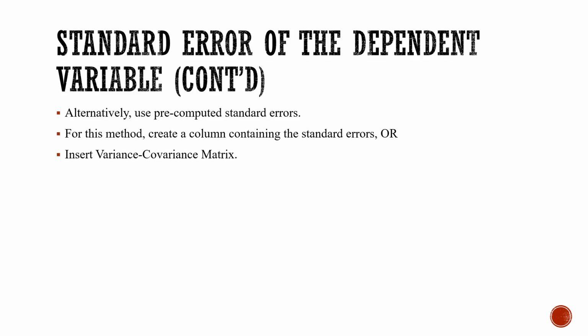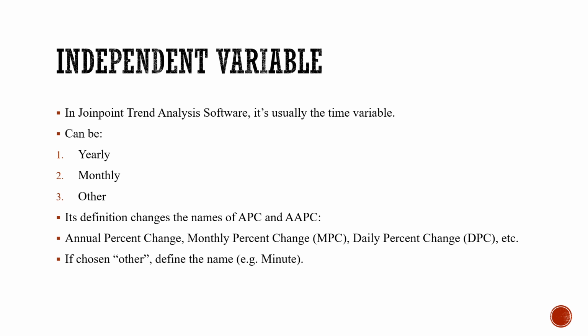Alternatively, if, for instance, we're not satisfied with the options and we want to use other types, for instance, harmonic enhanced Poisson standard errors, we can use pre-calculated standard errors and enter them as a separate column in the data, or we can insert the variance covariance matrix.